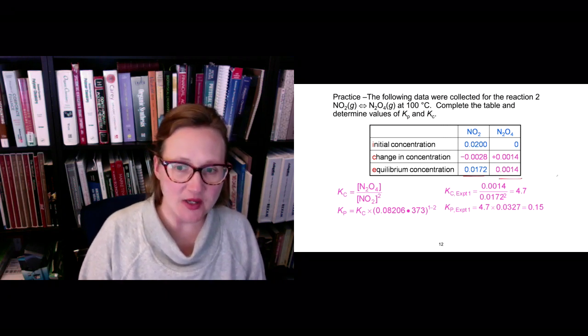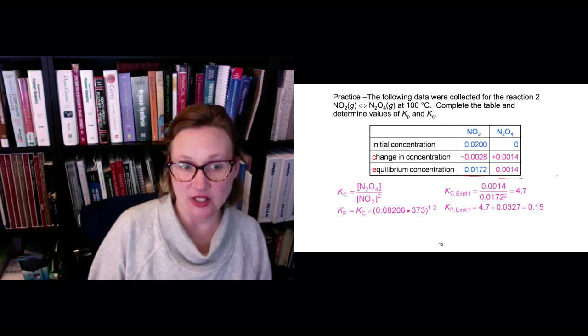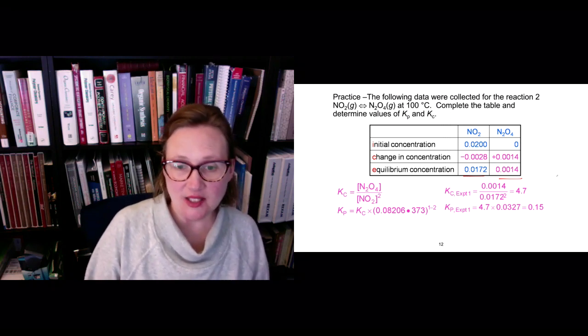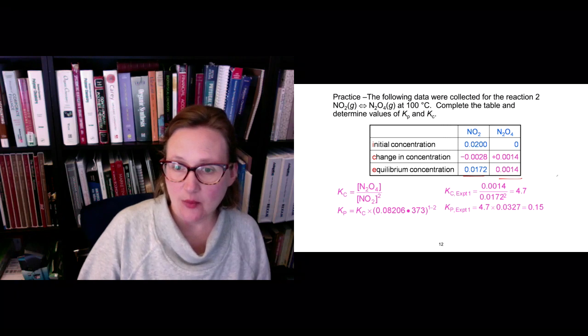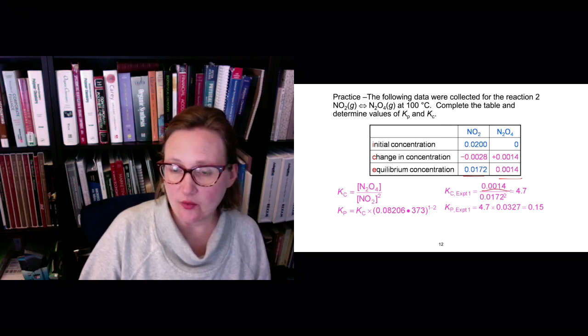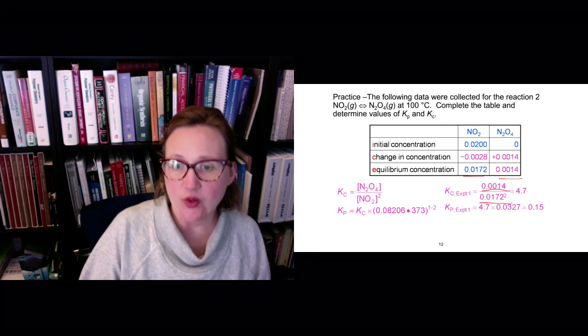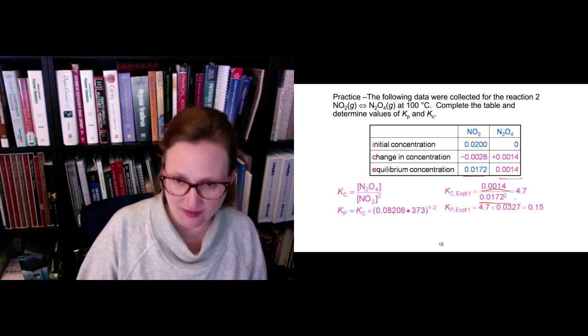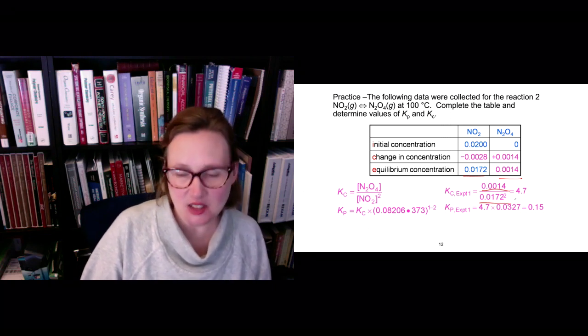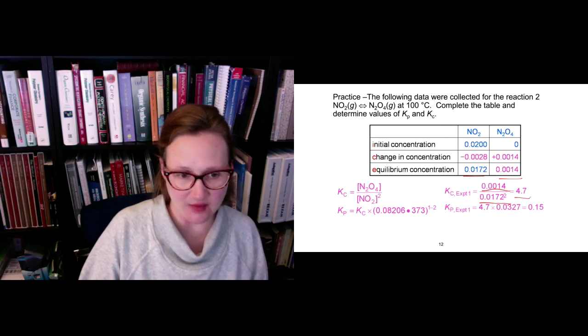Okay, so this is multi-step. So first we're solving for Kc, and then we're going to convert to Kp. So Kc here is 0.0014 divided by 0.0172 squared. All right, that's our Kc expression, and we get 4.7.